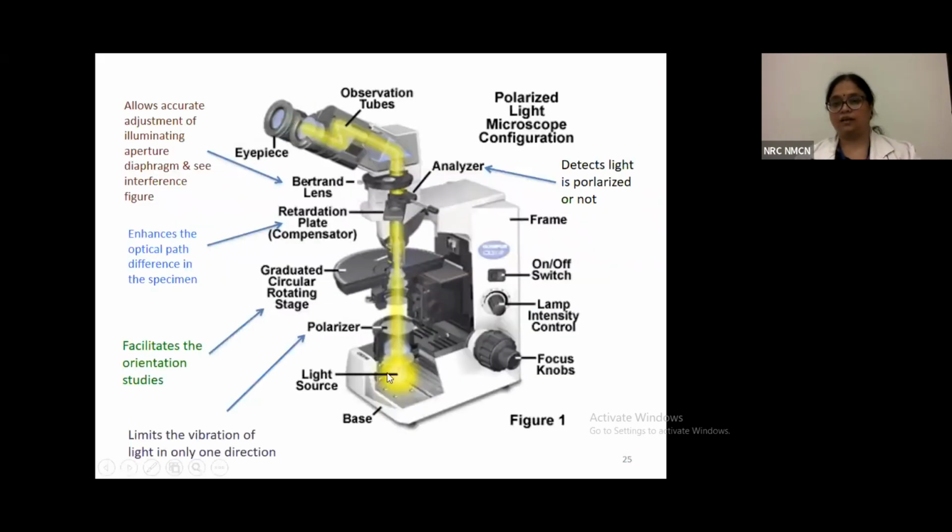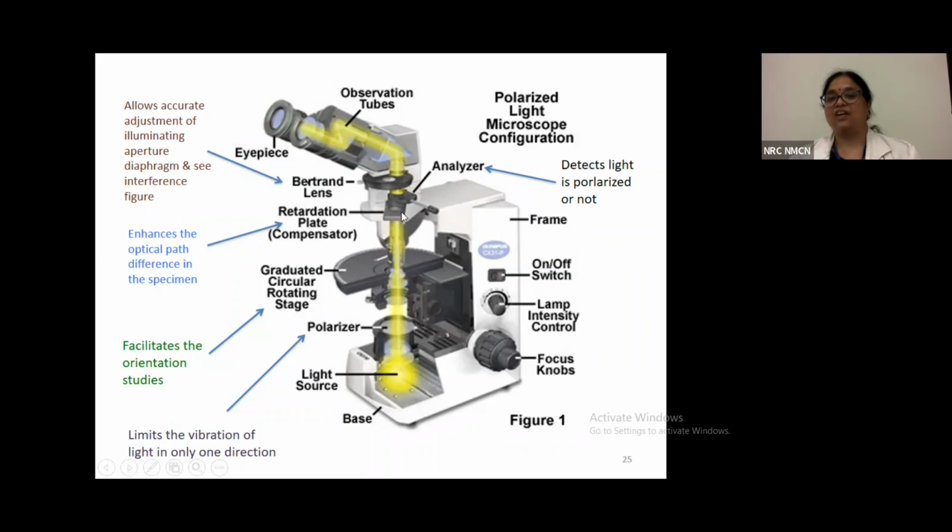So this is a schematic diagram of this polarizer. Here we have the light source, and then we have the polarizer. This polarizer limits the vibration of light in only one direction. And then we have a graduated circular ring or stage which facilitates the orientation of the specimen, and thus we can get a colored image in varying degrees.